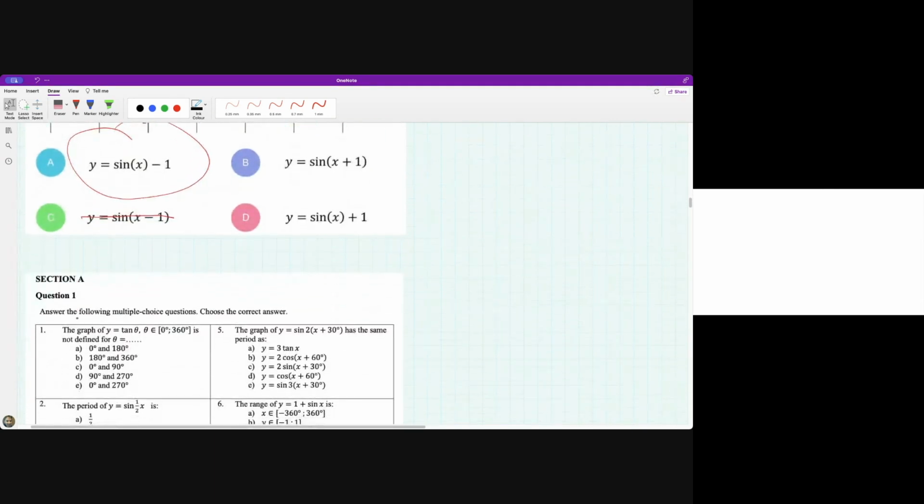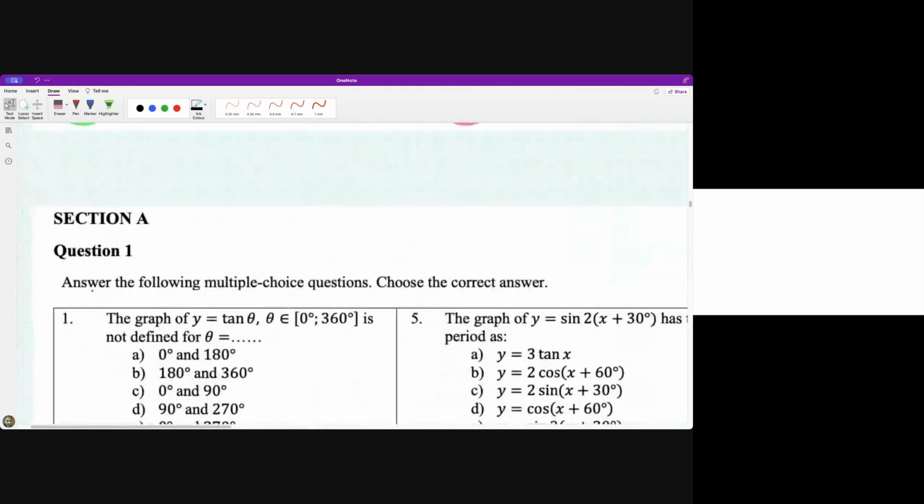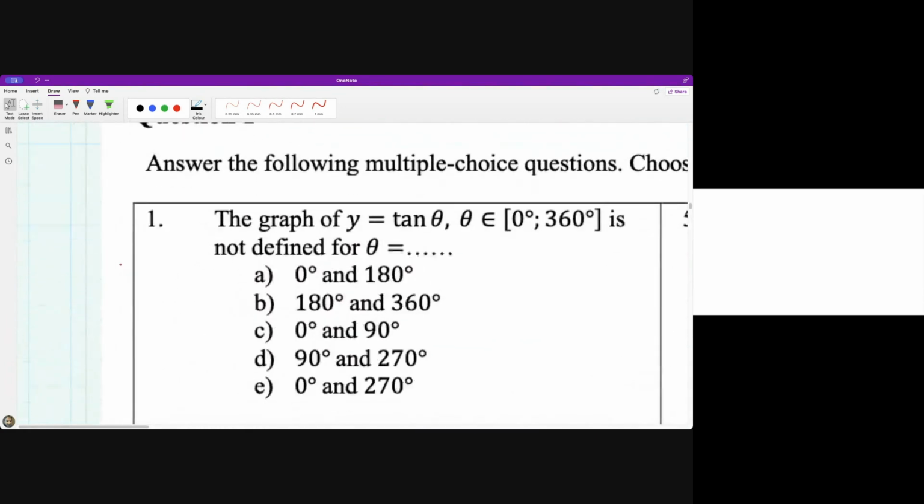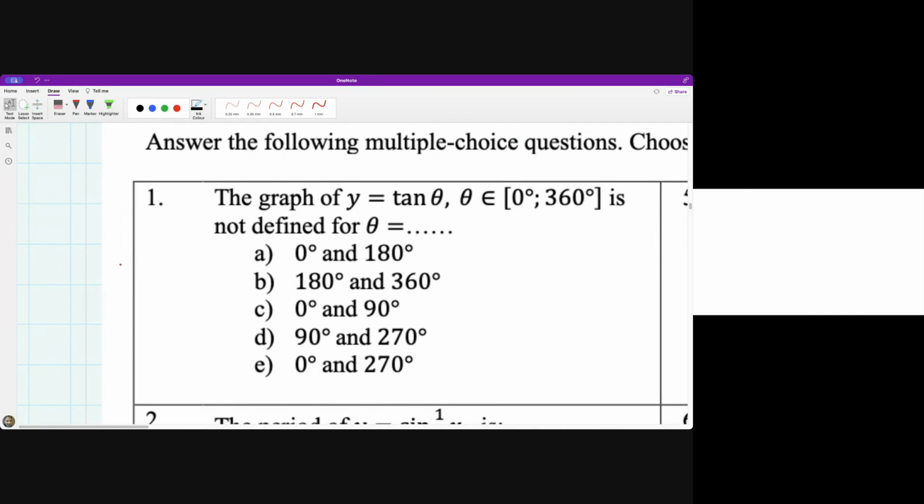Okay. Let's just do a couple more multiple choice questions and then we're going to go to some old papers. So, number 1. Is it going to be A, B, C, D, or E? When is the graph of tan not defined? Remember what the tan graph looks like? What are these values over here?